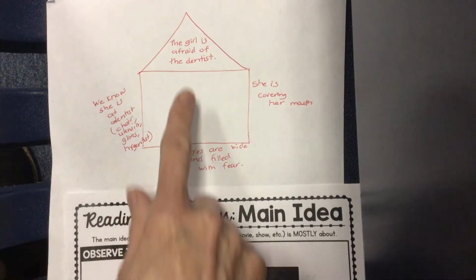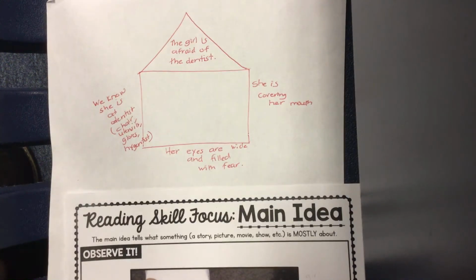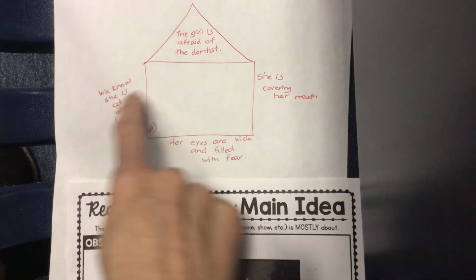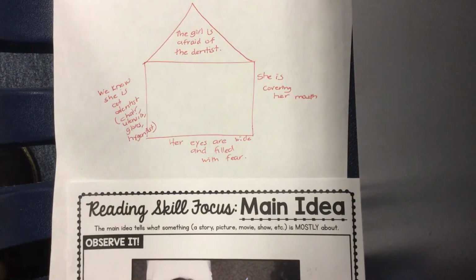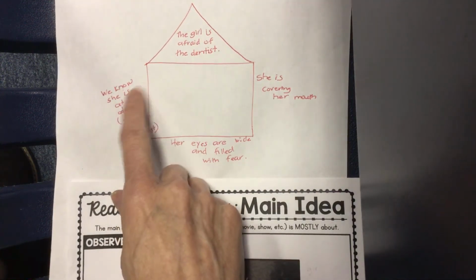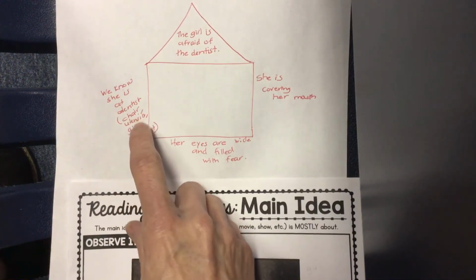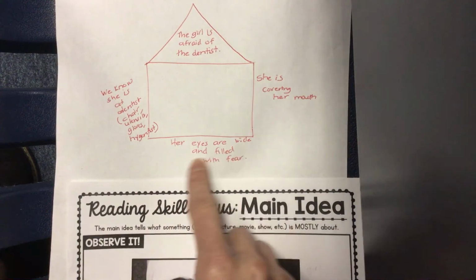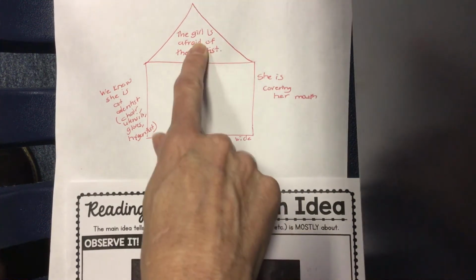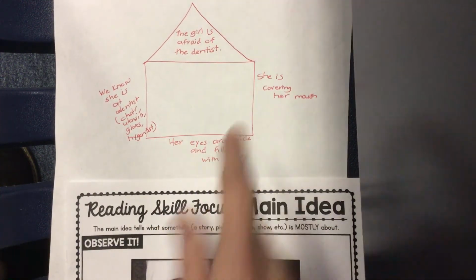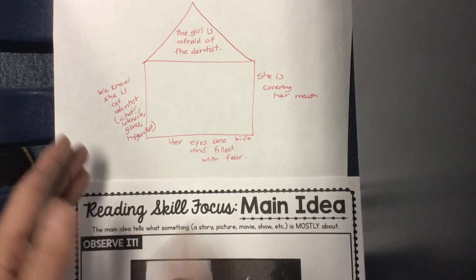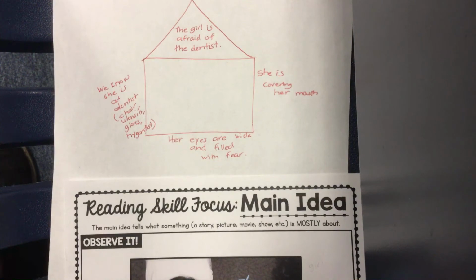So as a class, we came up with the idea that the main idea of this particular photo is the girl is afraid of the dentist. And then we used items to support that main idea. We know she is at the dentist because we see the chair, the utensils, the gloves, and the hygienist. Her eyes are wide and filled with fear. That lets us know that she is scared. And she is covering her mouth. That lets us know that she is afraid of the dentist as well. So those 3 details are supporting our main idea.